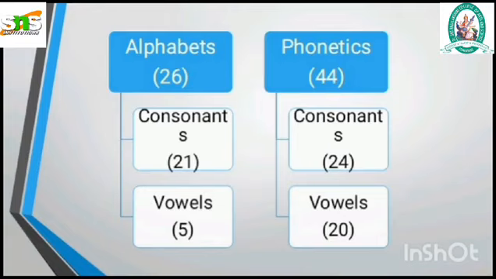Among the 20, 12 sounds we call pure vowels or monophthongs, which are single-sounded vowels, and the remaining 8 we call diphthongs. A diphthong is nothing but the combination of two vowels to form a single vowel sound. So totally we have 8 diphthongs and 12 pure vowels, together the 20 vowel sounds.